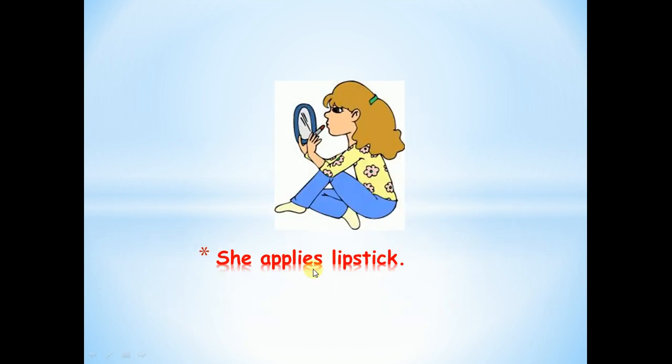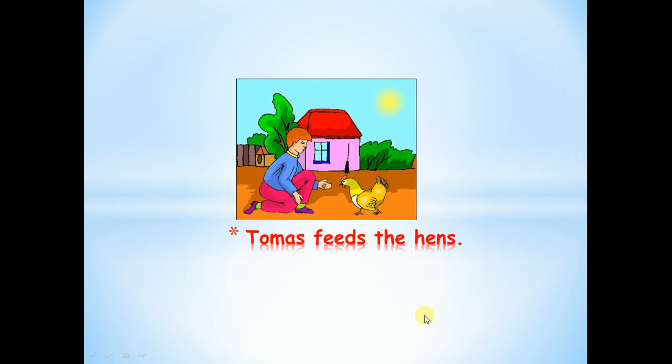More examples. She applies lipstick. Lipstick is applied. So look, lipstick will be the subject, it is singular, so we use is, the verb be, and then the past participle. Next example, Thomas feeds the hens. Now we change this active sentence to a passive sentence. Hens are fed by Thomas.